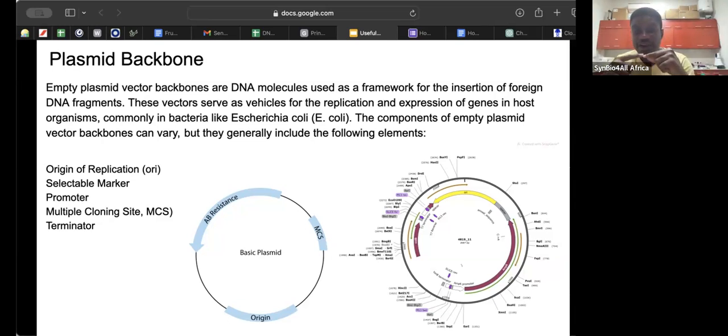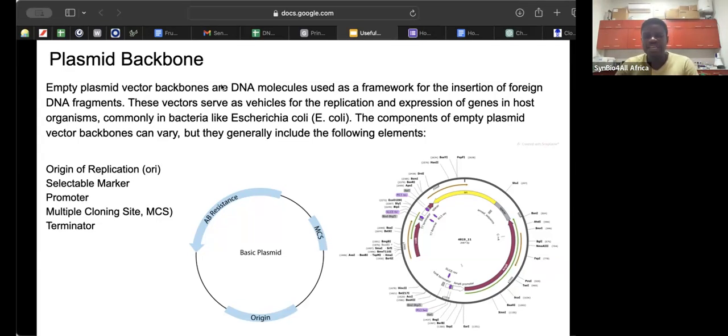So you have this sequence. Now, this sequence is linearized, right? You can't put this sequence alone in a bacteria. You need to close it up to form the circular plasmid that you want to be able to give to the bacteria. So that is where the vector backbone comes in.